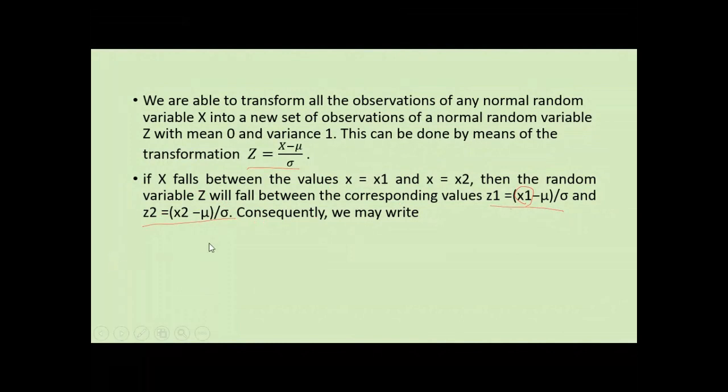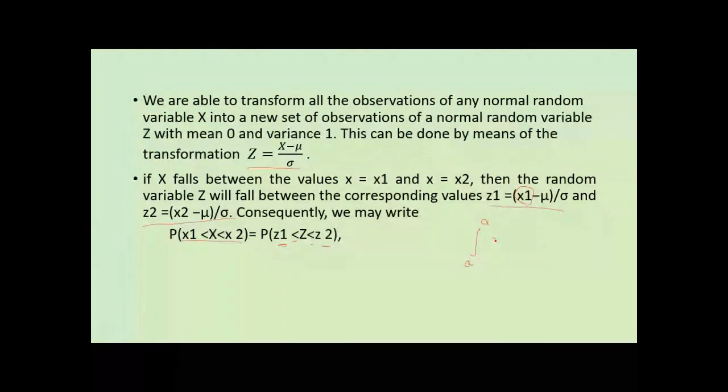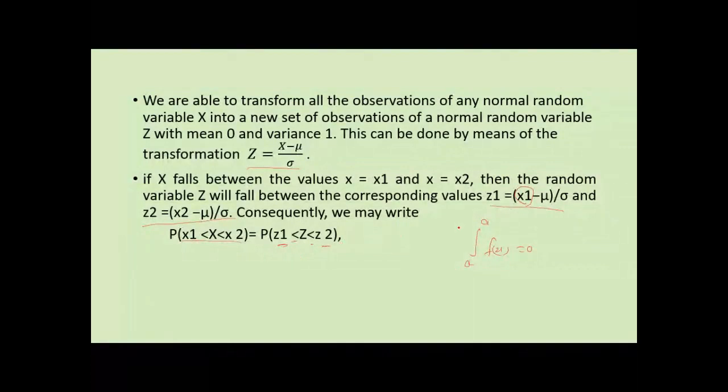And we write the probability of x lying between x1 and x2 is equal to the probability of z lying between z1 and z2. So when you know the values of z1 and z2, you can easily get the probability from the graph. You will see it. And you remember, for continuous distributions, equality has no role, because the integral from a number to the same number will always be 0. So equality has no role when there is a continuous distribution.